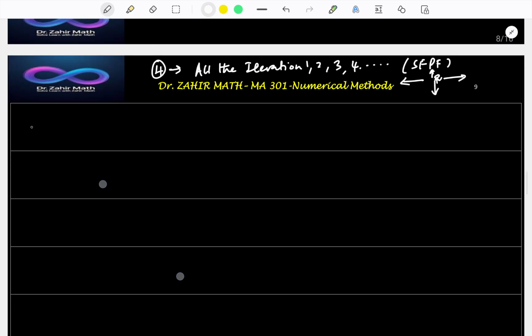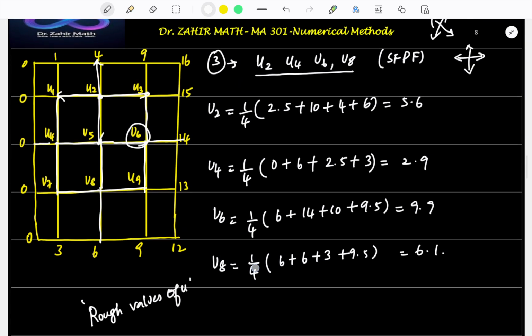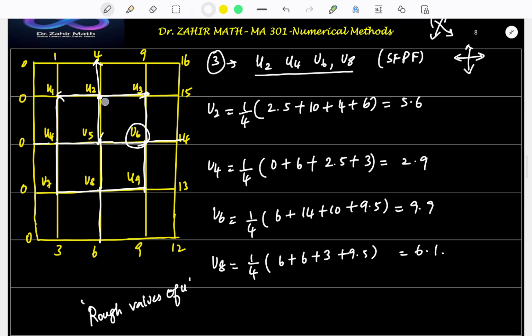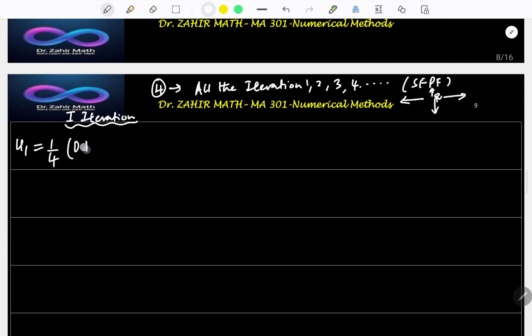Okay, so I'm going to calculate u1 using these formulas. I'm going to write in a very short manner, because in the first iteration you just write the formula. For the following iterations, use this formula, don't write it again, just use the calculator. So u1 equals 1 by 4 bracket open, all standard 5-point formula: 0 plus u2 plus 1 plus u4.